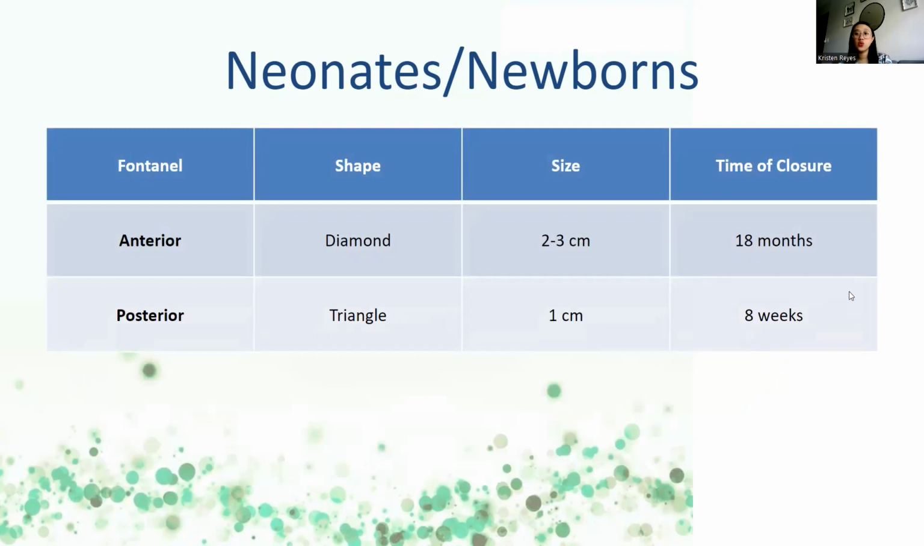Okay. So, the time of closure, meaning mag-fuse na yung bones, okay, around the fontanelle. Ayan. So, anteriorly, no, the anterior fontanelle, it takes 18 months for it to close. So, dapat pag 18th month ni baby, magko-close na yung fontanelle. Okay? If it's still open, then that can mean an abnormality. Whereas, naman, if 1 month pa lang si baby, close na yung anterior fontanelle niya, then that's abnormal as well. Okay? For the posterior fontanelle, it closes earlier, 8 weeks or 2 months. Okay?